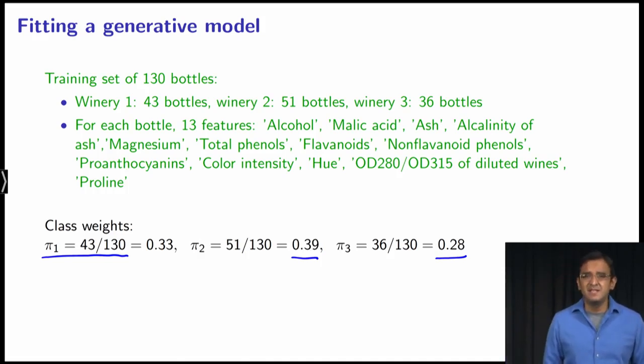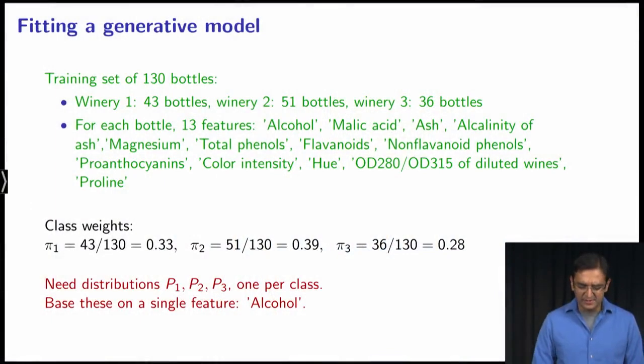In general, fitting the class weights is very easy, almost trivial. The harder part is fitting a distribution to each class. Now in this case, the data consists of 13 features, so it's a 13-dimensional data set. So we need a distribution over 13-dimensional space. We haven't yet seen how to do that. And so let's just simplify things for the time being and just pick one feature out of the 13.